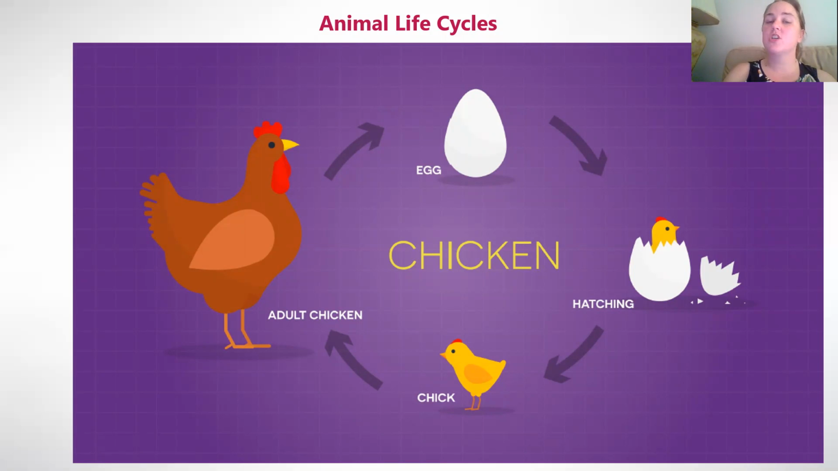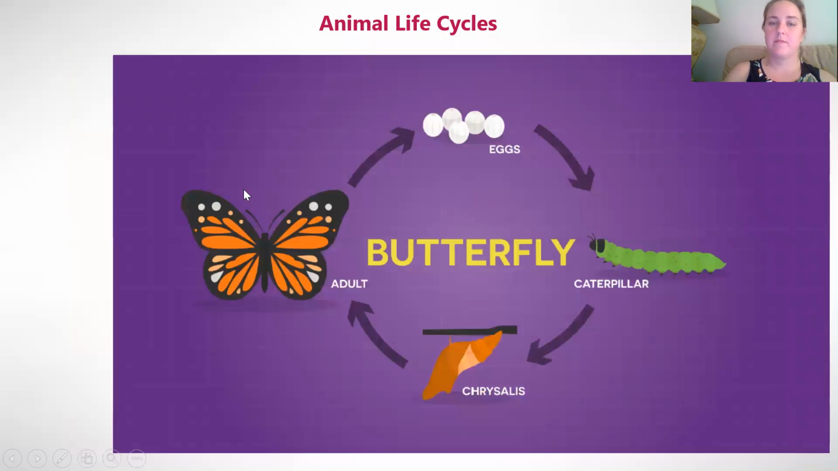The life cycle of a chicken: they start as an egg, then they hatch out of their egg, then they're a little baby chick, and then they turn into an adult chicken. The next one, butterfly. A butterfly starts out as eggs, then it becomes a caterpillar, then a chrysalis, then it becomes an adult butterfly.